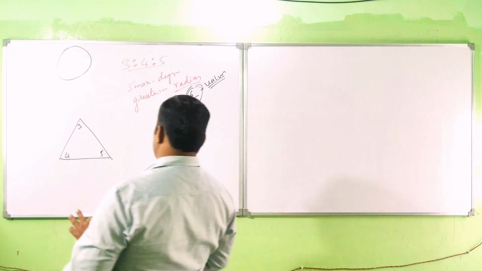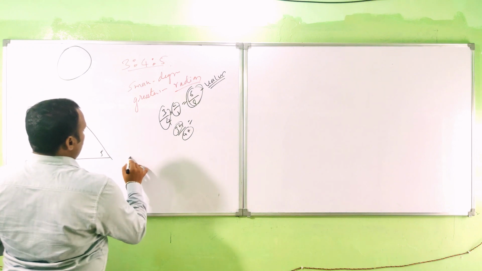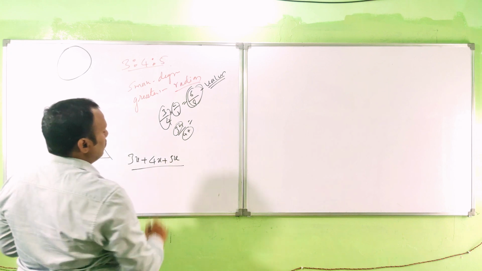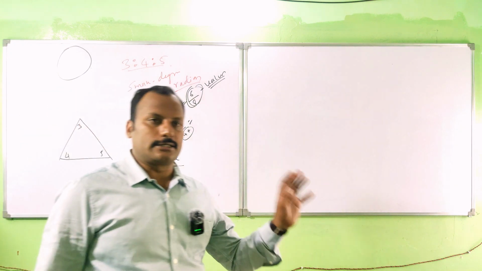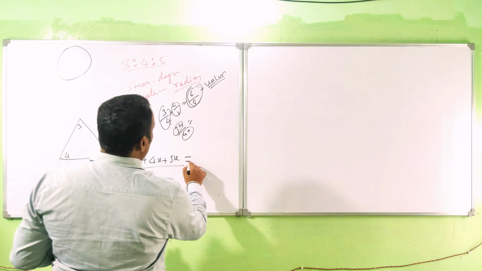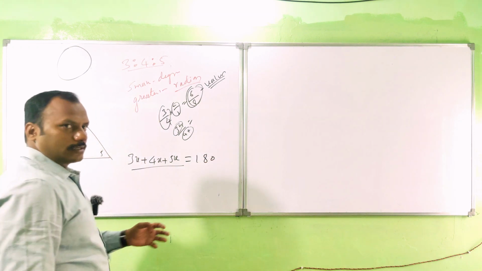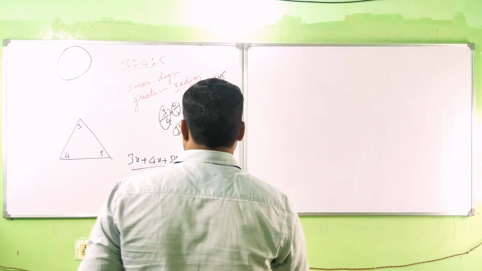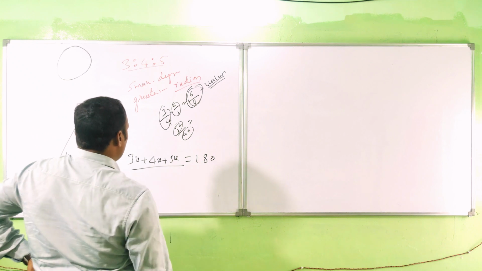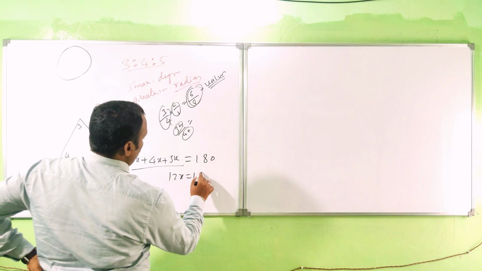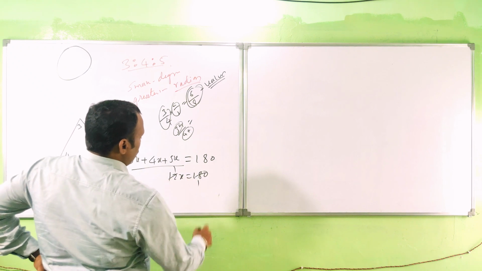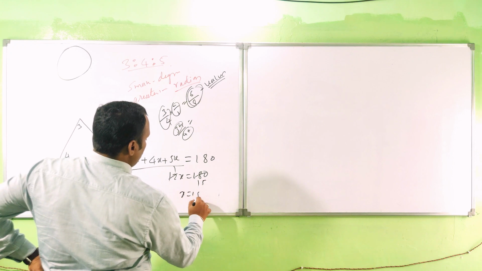So for the ratio we can write 3x plus 4x plus 5x, their total angles. One angle is 3x, one is 4x, and the other is 5x. The total becomes 180 degree because the sum of the angles in a triangle is 180. So 3x plus 4x plus 5x is 12x, and 12x is equal to 180, so x is equal to 15 degree.